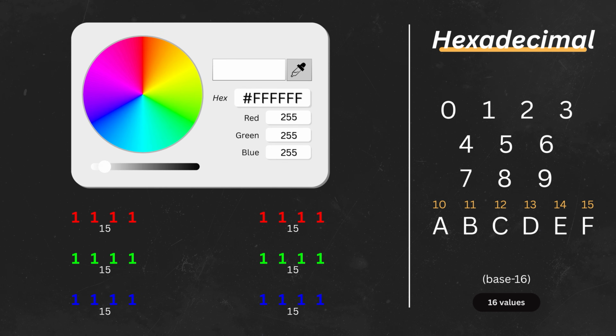So why is the hex code for white FFFFFF? Because 1111 is F, and 1111 is F.